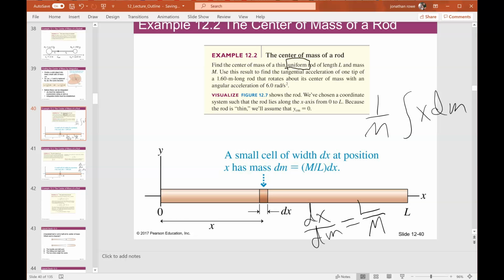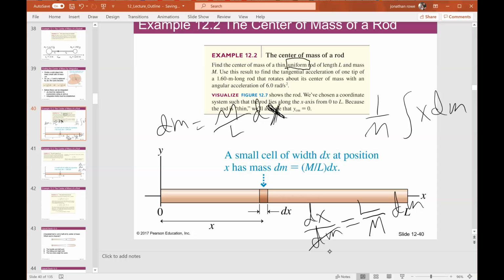So now we can get dm in terms of dx. Let's solve for dm. I can multiply both sides by dm, putting dm over here. Now I divide both sides by L over m, which is the same thing as multiplying both sides by m over L. So dm equals m over L dx.